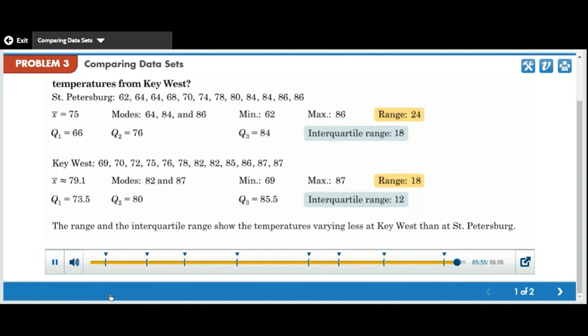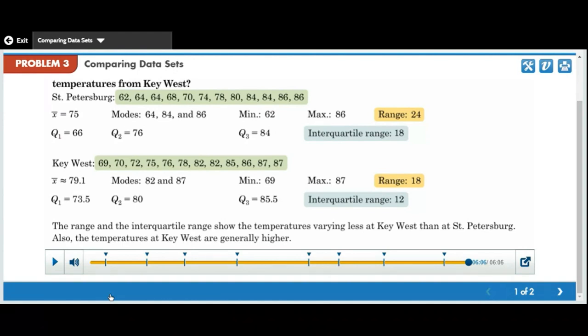The range and the interquartile range show the temperatures varying less at Key West than at St. Petersburg. Also, the temperatures at Key West are generally higher. So something really interesting to think about is if we were to only look at the mean of the values, sure, we would get the same inference. Since the average temperature in St. Petersburg is 75 degrees, and Key West average tends to be 79.1 degrees, we could infer that Key West has typically warmer water temperatures.